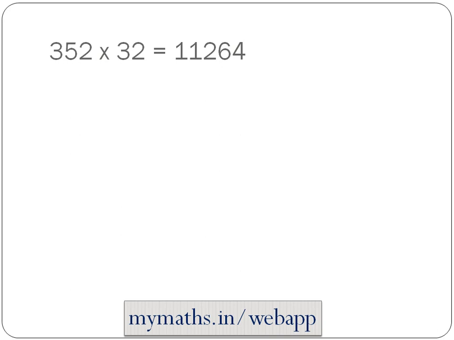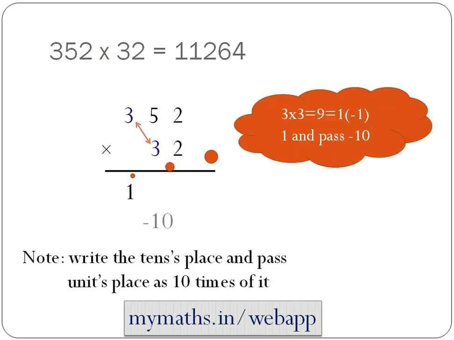Here the answer is 11264. Let us see how to get this. So first multiplication is 3 times 3, 9. So by observing that, we write 9 as 09, writing 0 and passing 9 as 90. We observe that next multiplication we have 5 into 3, which is more than 10. So the 9 is written as 10 minus 1. Retaining 1 we pass minus 1 as minus 10.